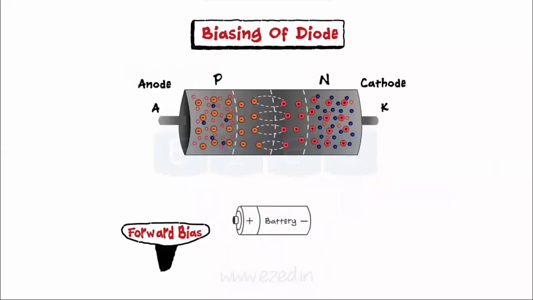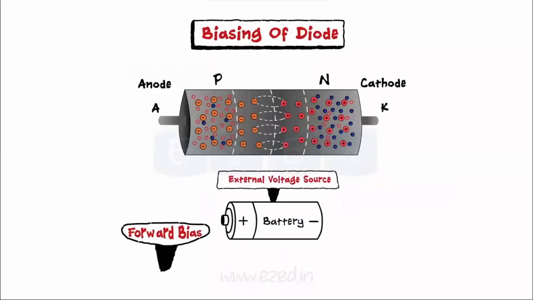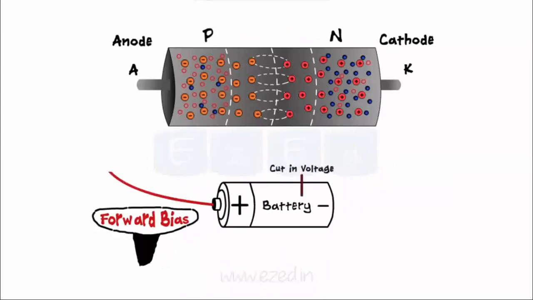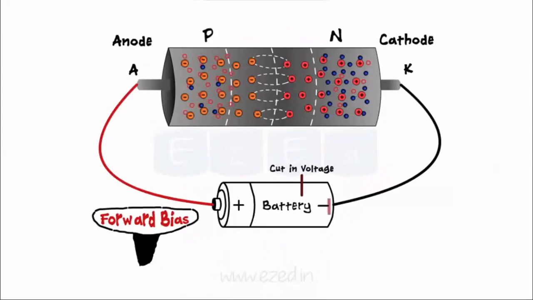We first look at the forward bias operation of the diode. We connect the positive terminal of a battery to the anode and the negative terminal to the cathode of a PN junction diode. Internally, this positive potential to P side repels free holes towards the junction, and negative potential to N side repels free electrons towards the junction.